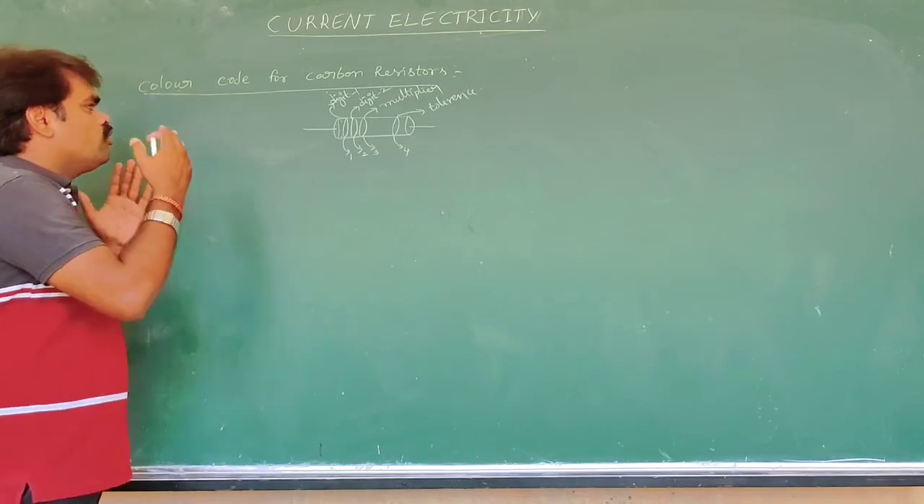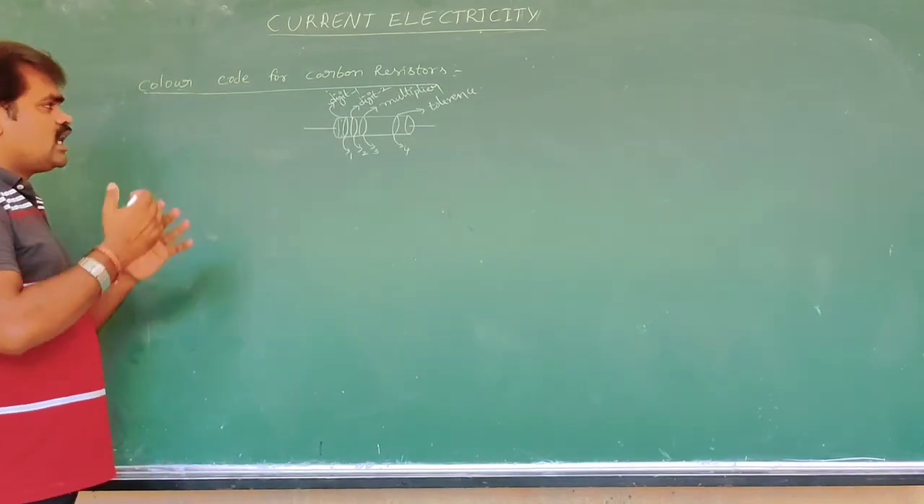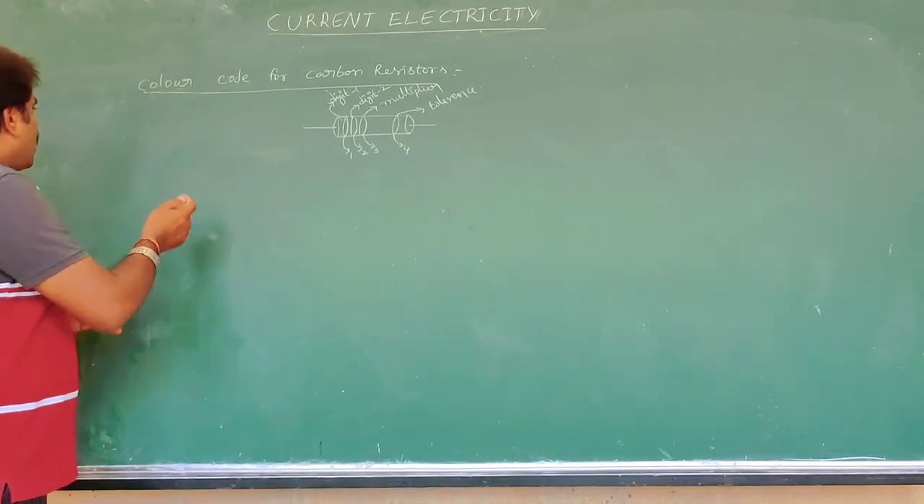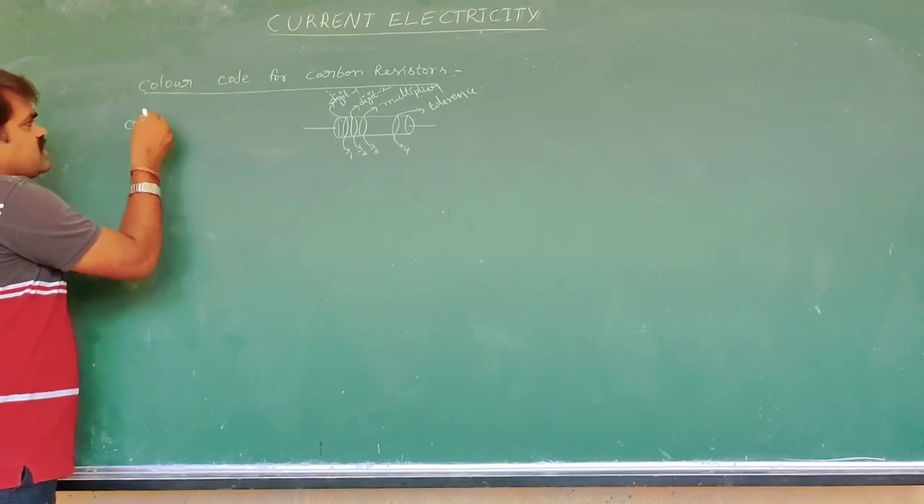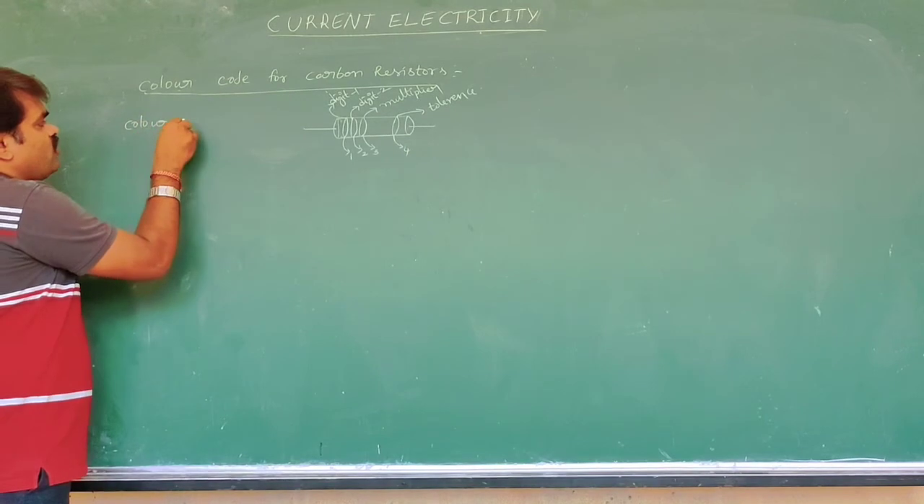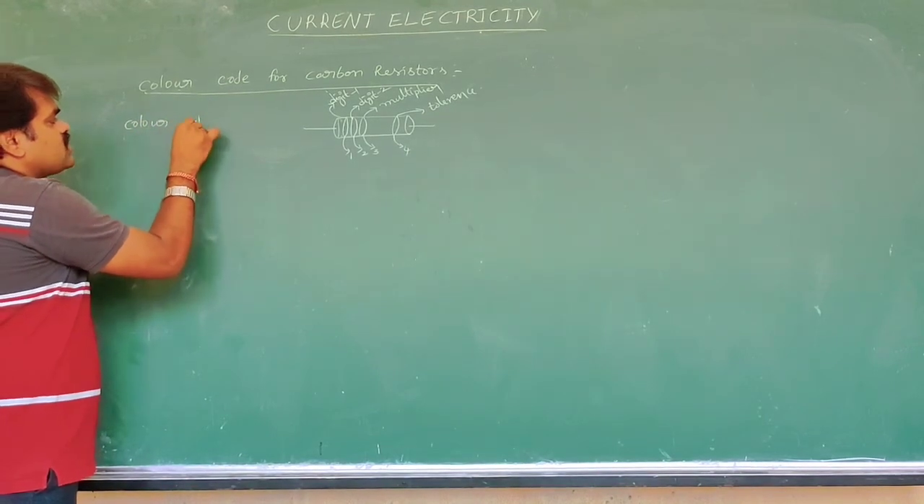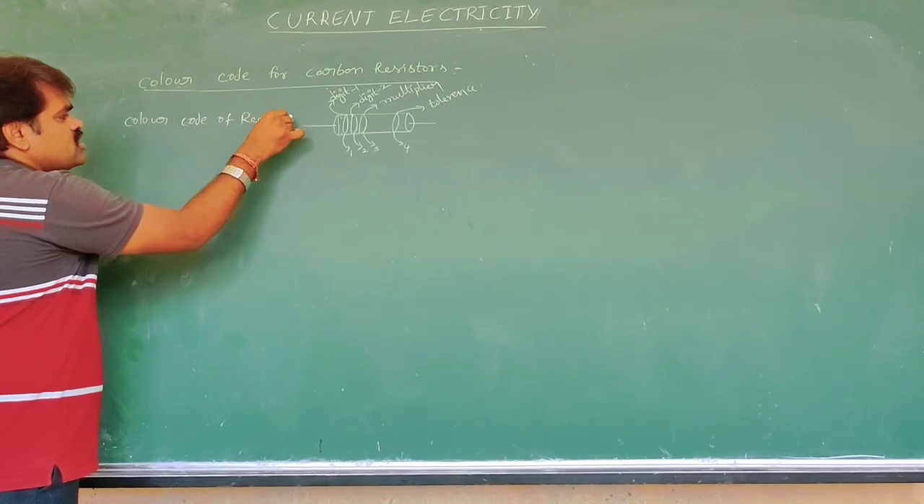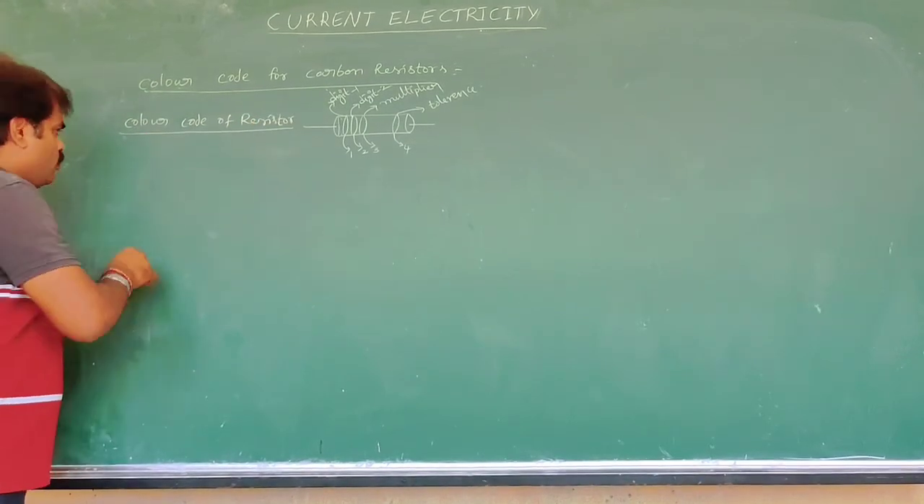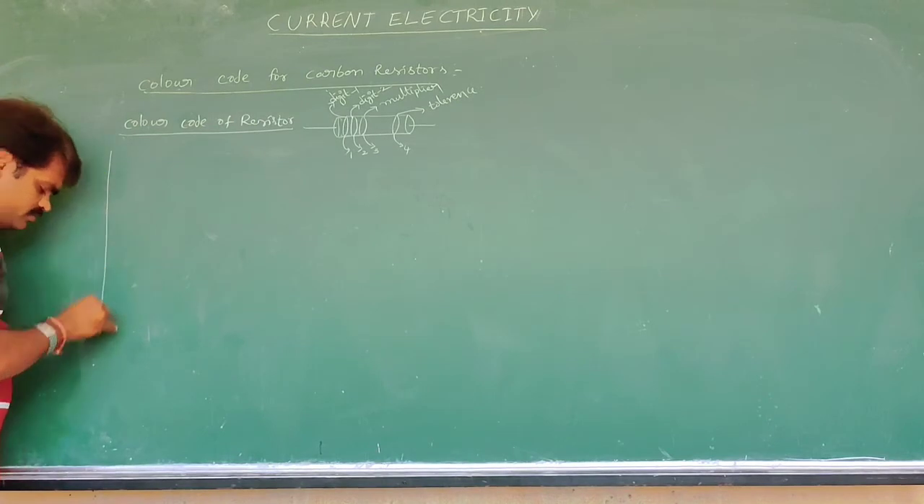Now, how do we know the color codes? The color code of resistors. Yes, we can understand from the table here.